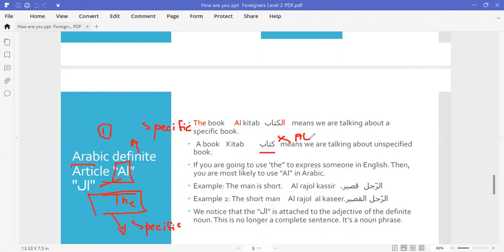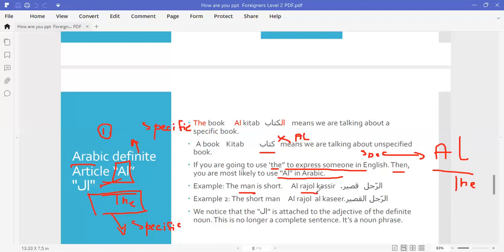So if you would use "the" to express something in English, then you are most likely to use al in Arabic. If you are going to be directly specific, you should add to this noun al, which is "the". Example: the man is short. Man means rajul.